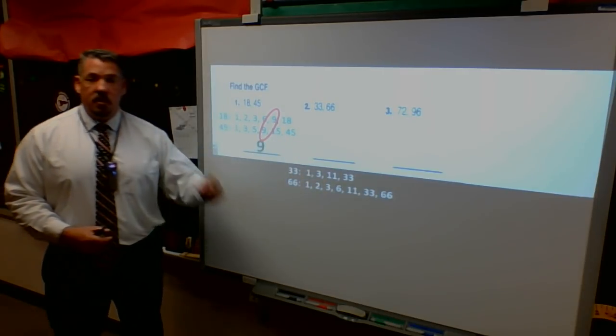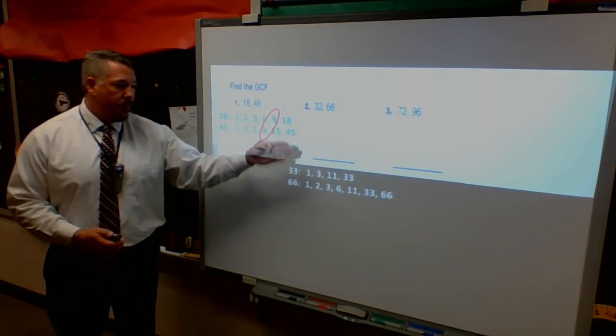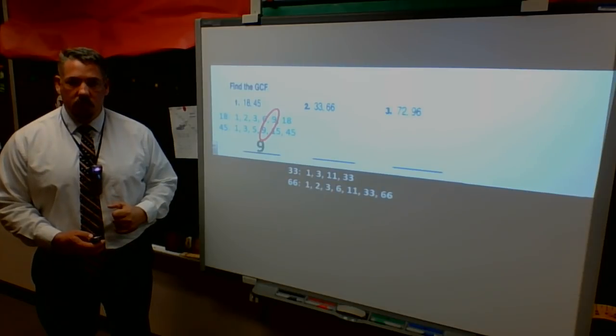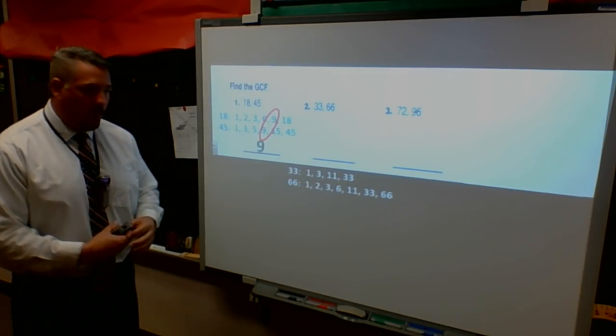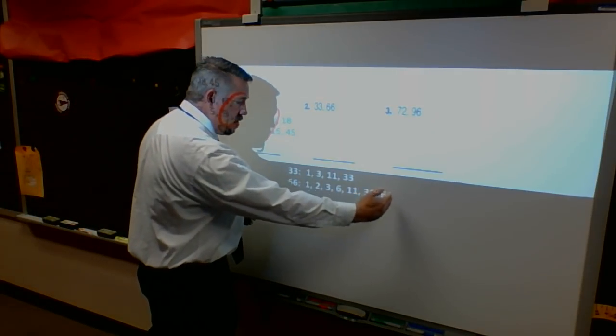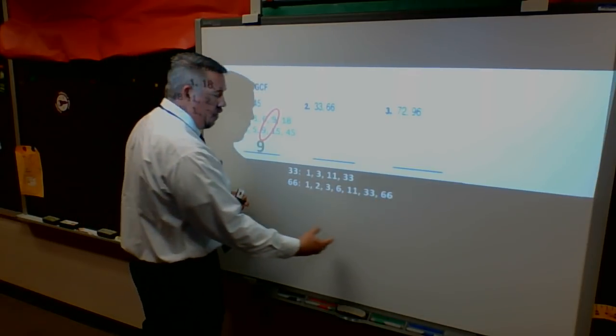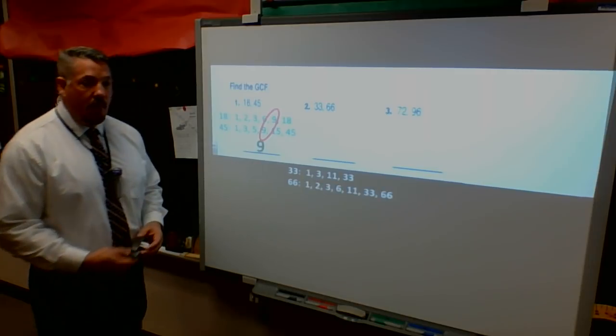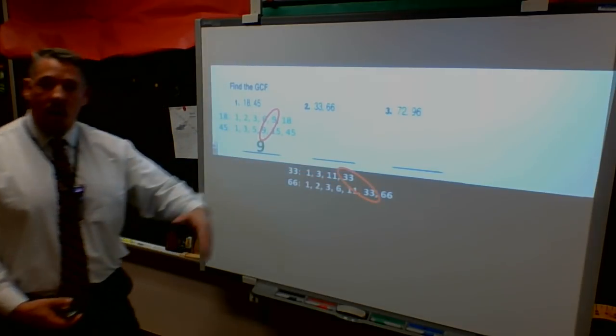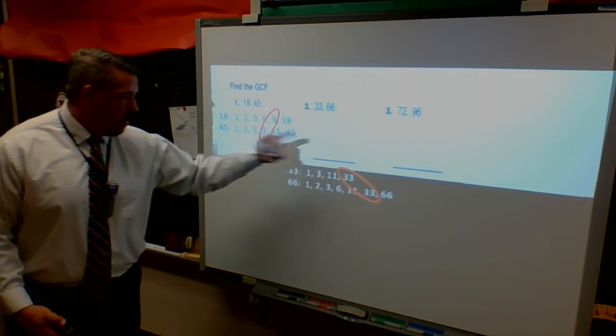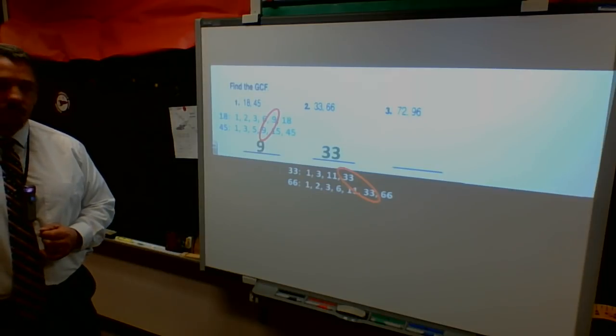Once again, this gives me 1 point for showing the factors of the 2 different numbers. Then I find the greatest common one. So if I start here and move backwards, it can't be 66, too big for 33. But my next one is 33. I know that's my greatest common factor. And then I write my answer on my answer line.